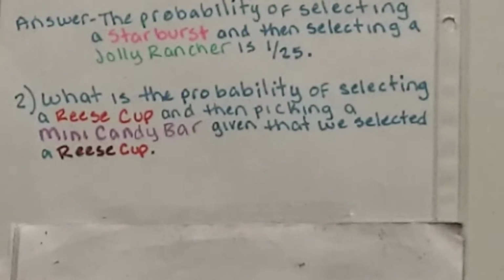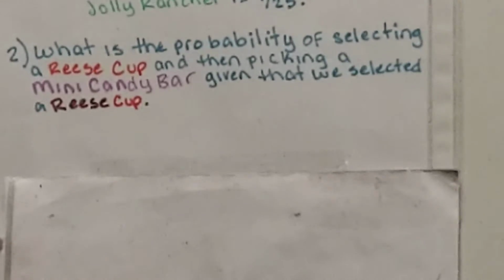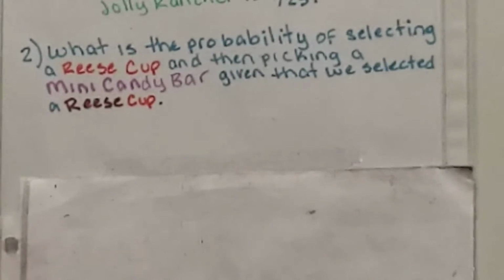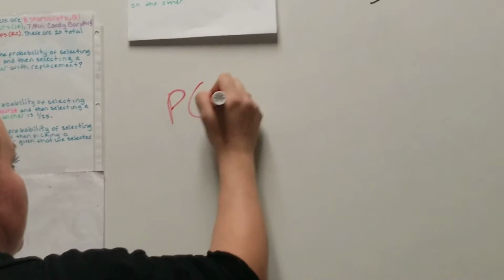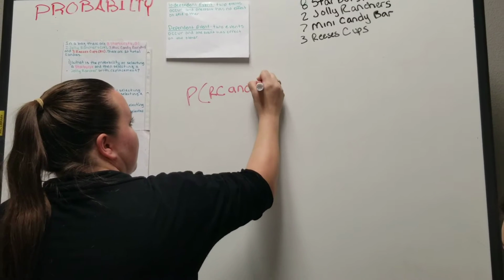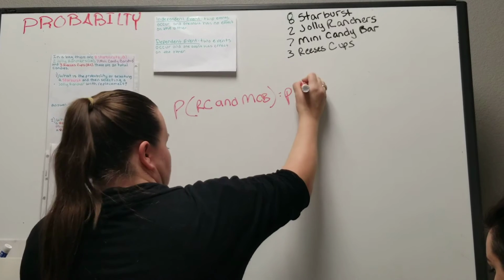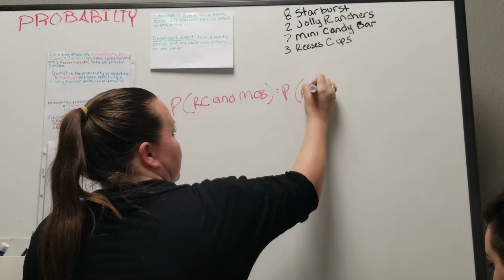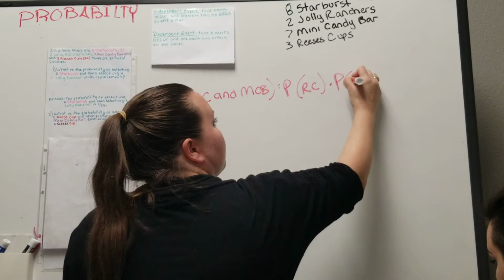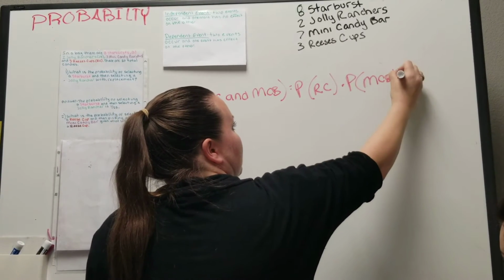For our next problem, we put what is the probability of selecting a Reese Cup and then selecting a mini candy bar, given that we selected a Reese Cup. So we have to put the probability of a Reese Cup and a mini candy bar. Probability of a Reese Cup times the probability that we pick a mini candy bar, given that we've already selected a Reese Cup.